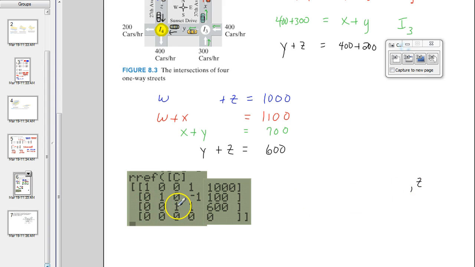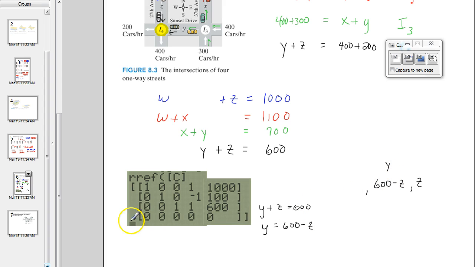This is the y equation. This is the y, z, 600. So that is y plus z equals 600. So solving for y, that means y equals negative z plus 600, or 600 minus z. Alright, so that's the y variable.